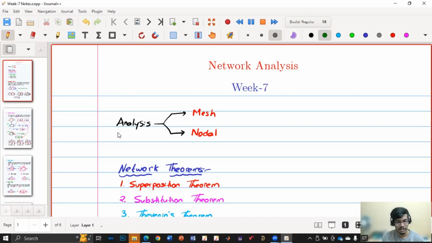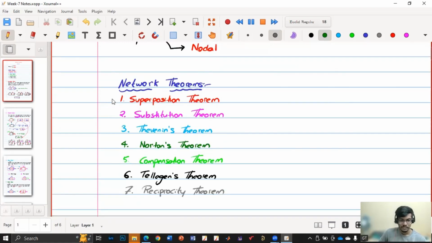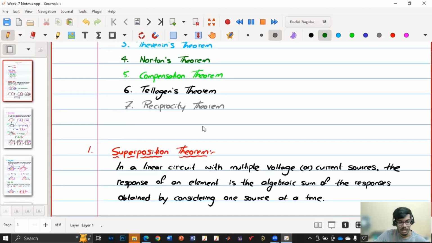In previous weeks we have discussed analysis, mainly mesh and nodal. In today's network theorem discussion, we first started with the superposition theorem, followed by the substitution theorem, then Thevenin's theorem, Norton's theorem, as well as the compensation theorem, and we have discussed Tellegen's theorem, the reciprocity theorem, followed by star delta transformation.